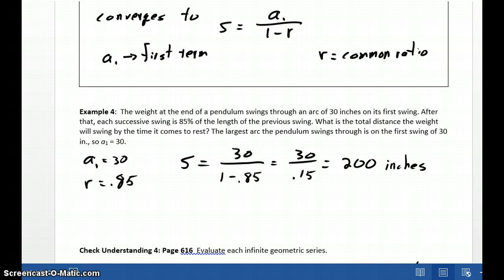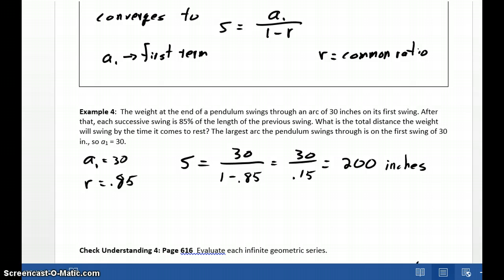Let's look at example 4. The weight at the end of a pendulum swings through an arc of 30 inches on its first swing. After that, each successive swing is 85% of the length of the previous swing. What is the total distance the weight will swing by the time it comes to rest? The largest arc the pendulum swings through on the first swing is 30. So a sub 1 is 30.